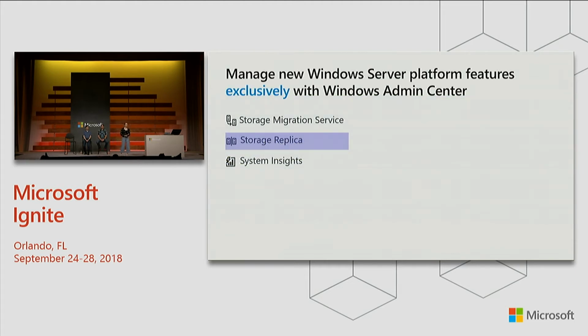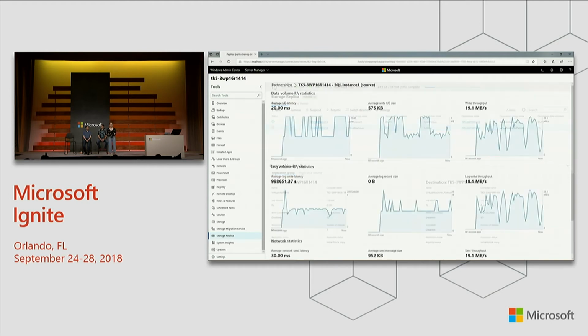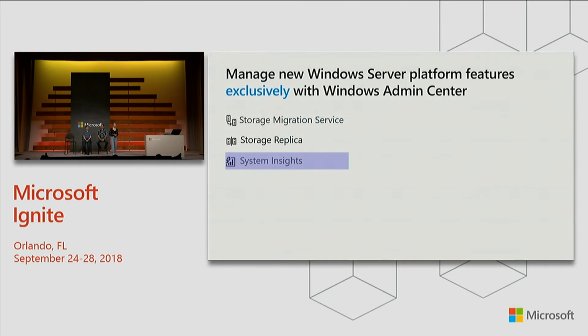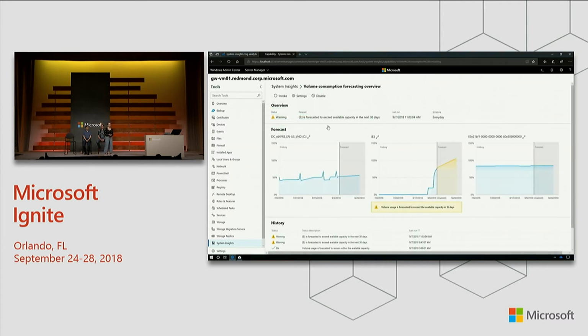And then Storage Replica. This isn't new in 2019, but we have added a great user experience for it in Windows Admin Center, which allows you to visualize the partnerships between two Storage Replica nodes and visualize the data flow between the replication of those nodes. And finally, System Insights. This is a great new Windows Server platform feature that brings predictive analytics natively to Windows Server. It comes with 4 built-in monitoring capabilities and forecasts the usage of these resources to help you proactively manage your servers before a problem arises.